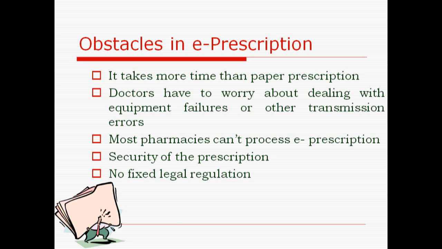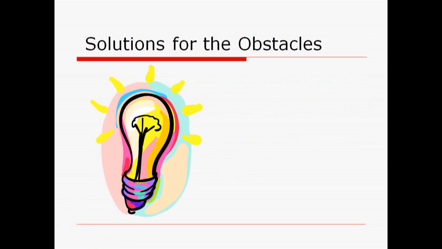The next point is most pharmacies cannot possess electronic prescription. There are a few challenges like security of that prescription. Anybody if got the password and all are able to know the electronic history, which everyone don't want to disclose with everyone, right? So there are no fixed legal regulations for electronic prescription. So that is a major hurdle in the path of electronic prescription regulations.